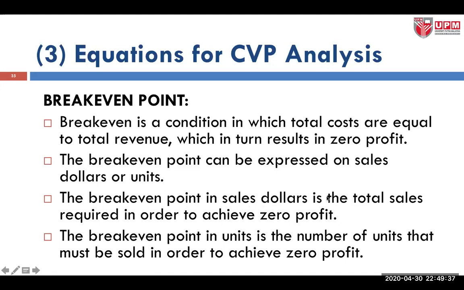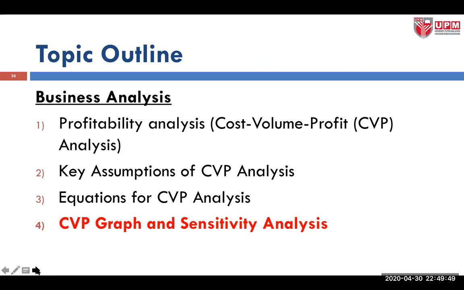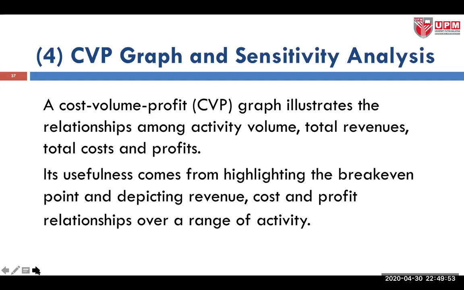Okay, the break even point in sales dollars is the total sales required in order to achieve zero profit, and the break even point in units is the number of units that must be sold in order to achieve zero profit. Let's see the graph. Okay, CVP graph and sensitivity analysis. So it can be illustrated.